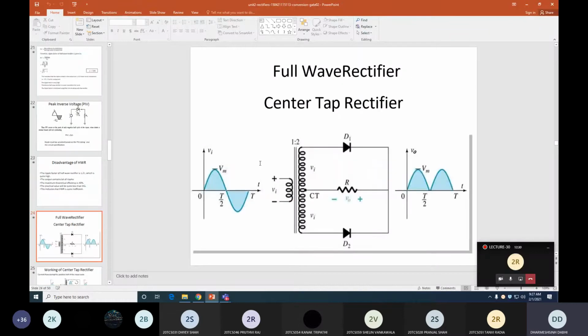Next point, we see the full-wave rectifier, which is also called a center tap rectifier. As we already discussed at the start of this chapter, there are two categories of full-wave rectifier. One is the center tap configuration and another is the bridge type of configuration. So this is a center tap rectifier configuration because here we use a center tap transformer. You can see that on the secondary of the transformer, we provide the tapping at the center of the secondary. So that's why it is called a center tap rectifier.